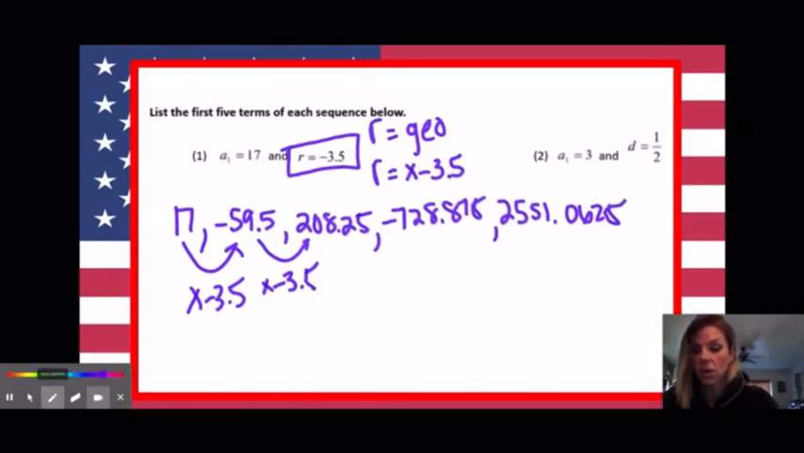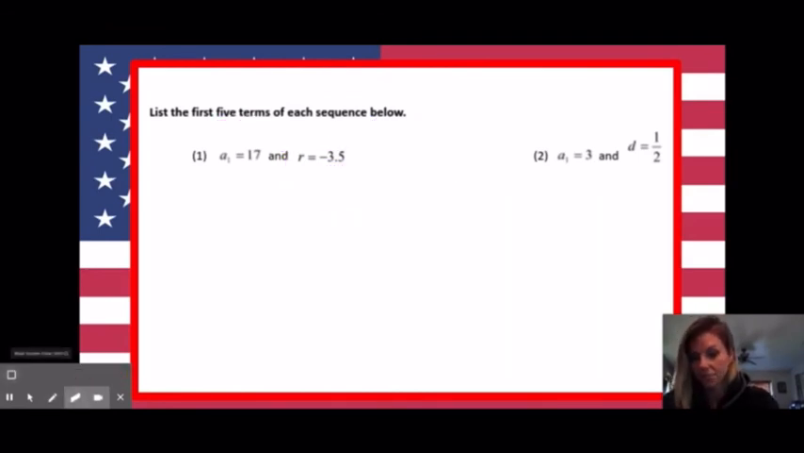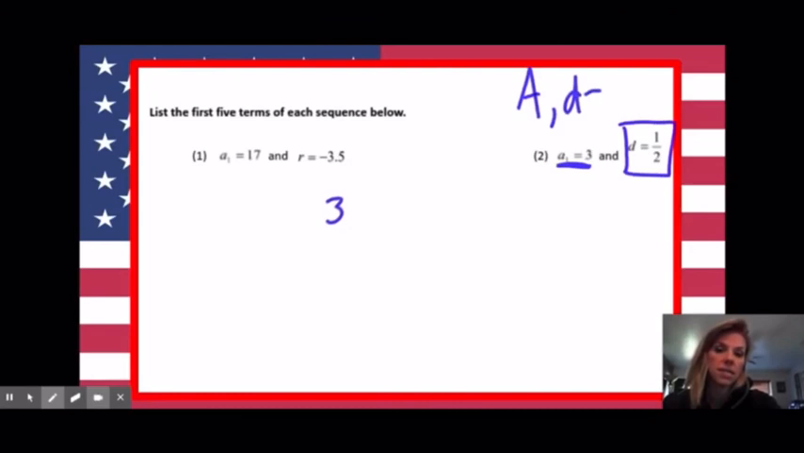And you know you're done because you have 1, 2, 3, 4, 5 terms, and that's what they wanted, the first 5 terms. So there's number 1. I'm going to erase this and look at number 2. Same idea. They told me a sub 1 is 3, so my first number is 3. Now they told me D equals 1/2. If they gave me a D, it means it's arithmetic. So D equals plus 1/2 or plus 0.5. So I'm adding. If my first number is 3, 3 plus 0.5 is 3.5.